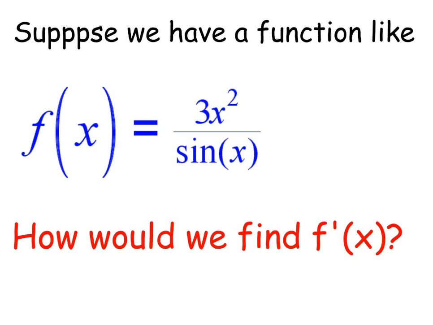For example, let's say we had f of x equals 3x squared over sine of x. That's not the same as 3x squared times sine of x. It's dividing. So we're going to use the quotient rule.